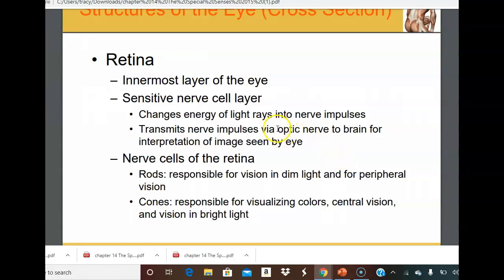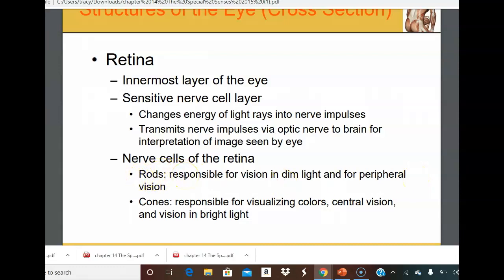the occipital lobe. The optic nerve is cranial nerve number 2, and it is attached to the retina and picks up those signals from the rods and the cones and sends the image to the occipital lobe to be transmitted as vision.